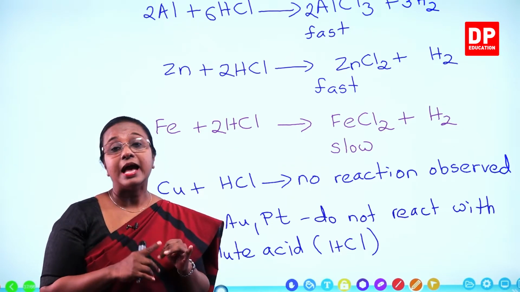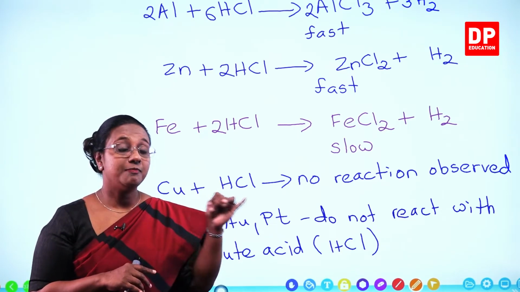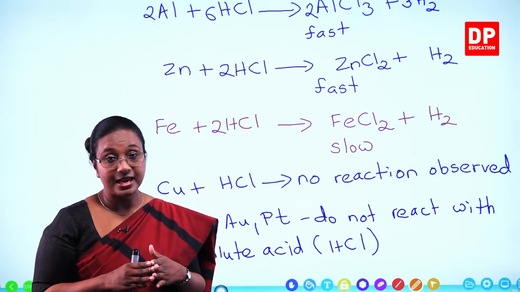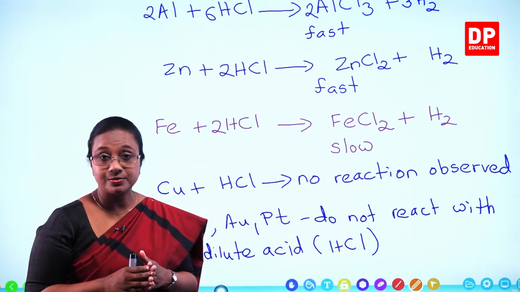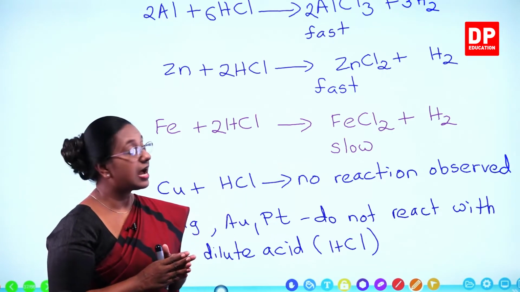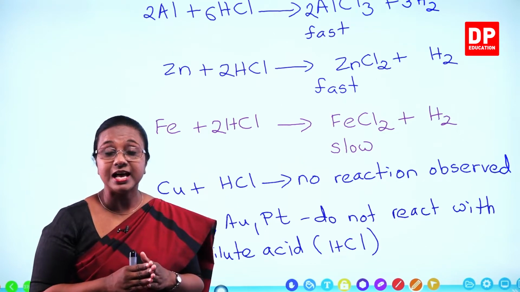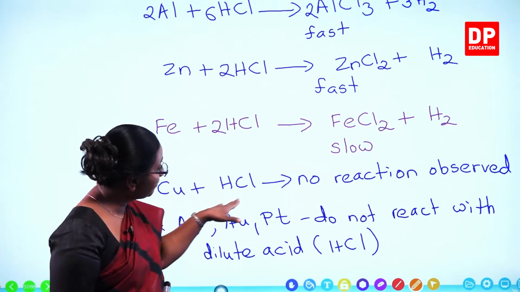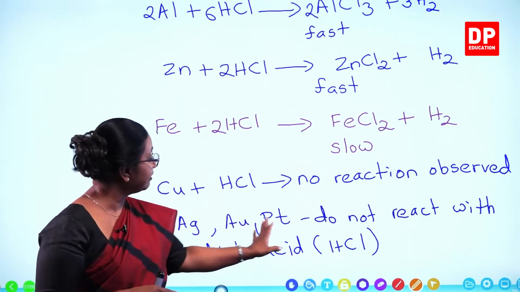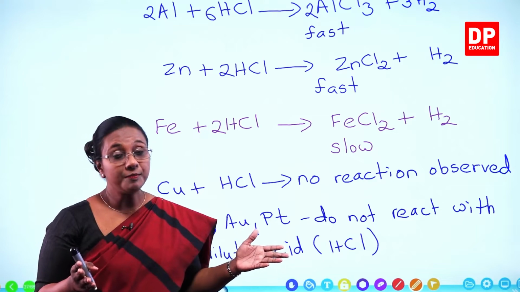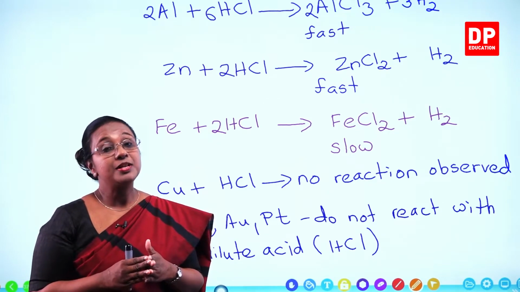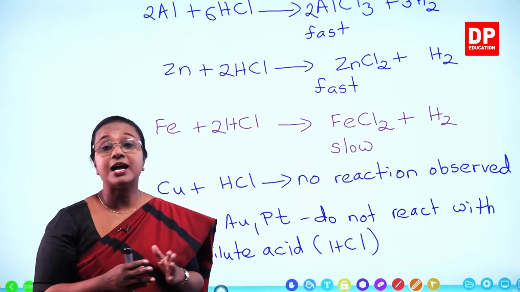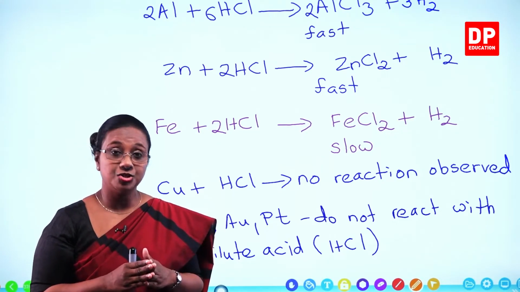So, we have compared the reactivity of all these metals with dilute hydrochloric acid. Magnesium, zinc, aluminium react fast. They produce the chloride of the metal and evolve hydrogen gas. Iron again reacts with HCl and forms the iron chloride and also liberates hydrogen gas. All those are single displacement reactions. But copper does not react. We did not try with silver, gold and platinum, but from previous examples you can understand that they do not react with dilute acid. Is that clear to you all?